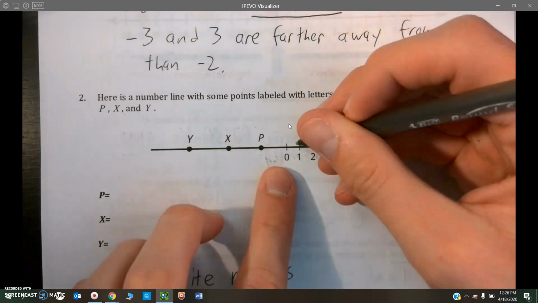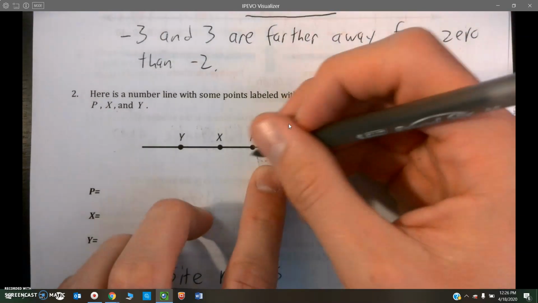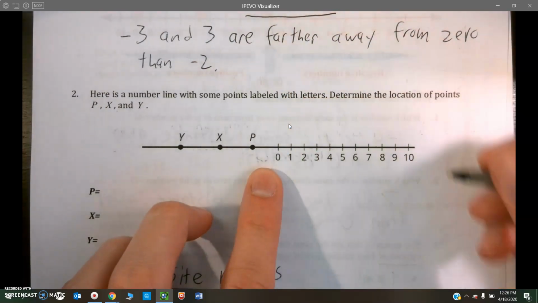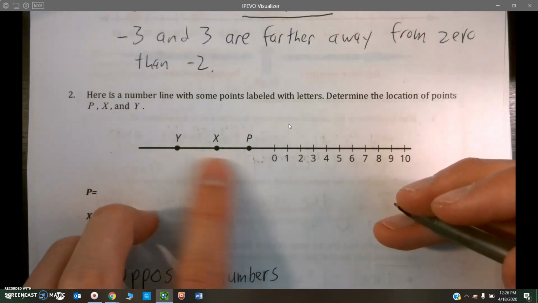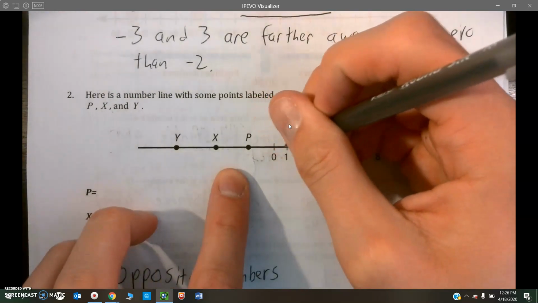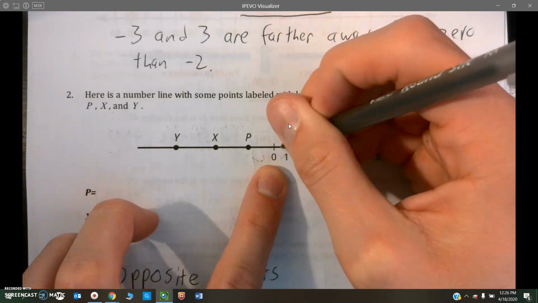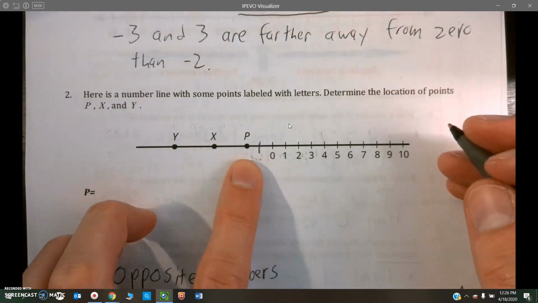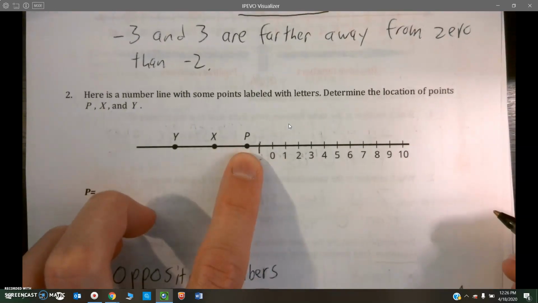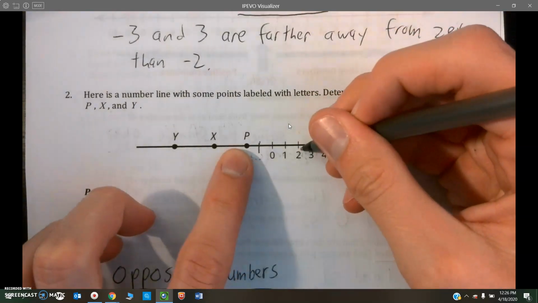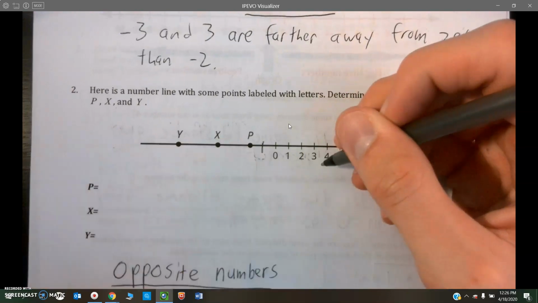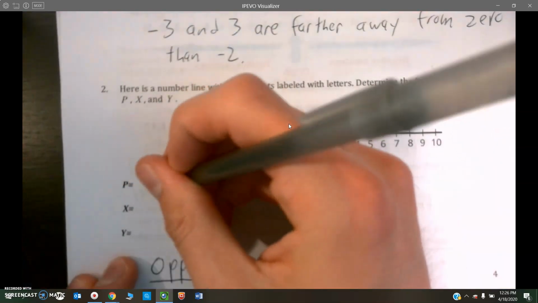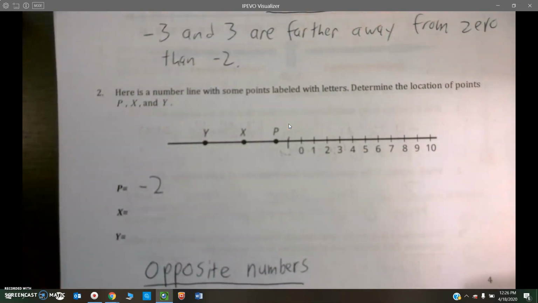So, you can see here the positive side of the number line is fully laid out, whereas the negative side is not. So this looks to be about a centimeter, so maybe I could put one here as well. And so P looks to be the same distance from 0 as 2. So I'm going to say P is probably -2.